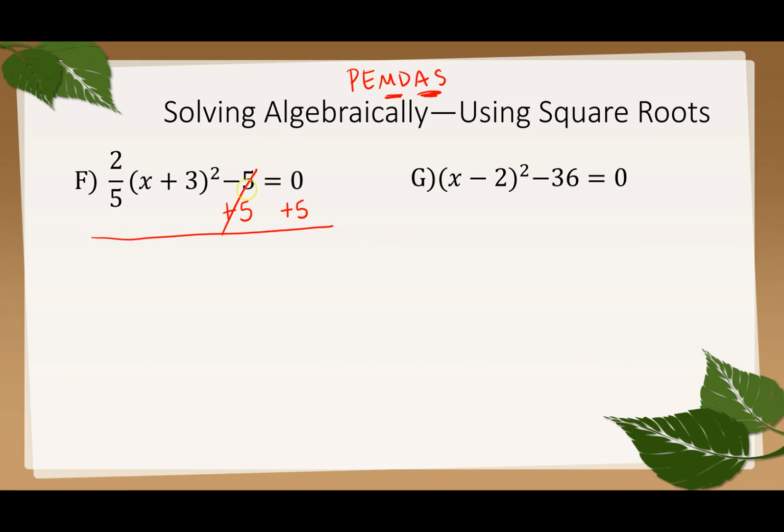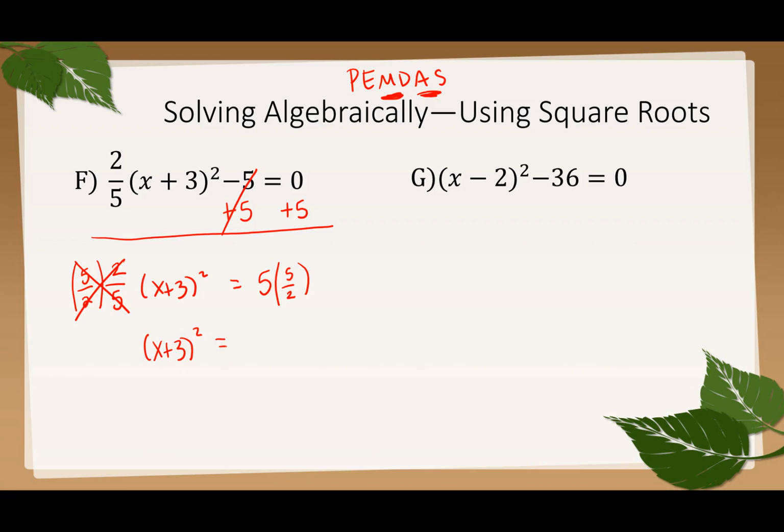So I'm going to get 2/5 times (x plus 3) squared, and that's going to be equal to 5. So I've dealt with my addition and subtraction. Now I've got to deal with my multiplication and division. So I have to get rid of this 2/5, and of course to do that I'm going to multiply by 5/2, multiplying by the reciprocal. So this cancels, and that cancels, and I'm left with (x plus 3) quantity squared.